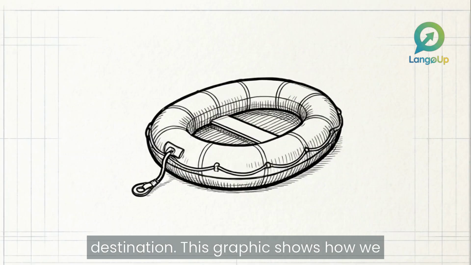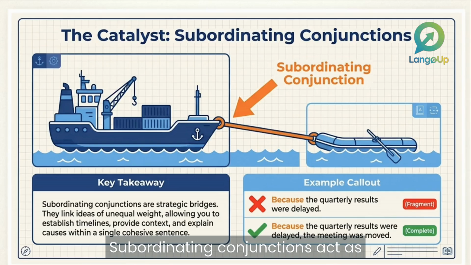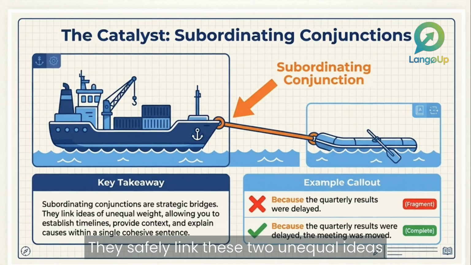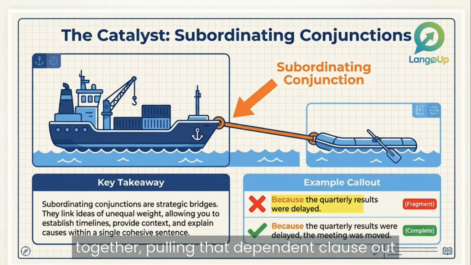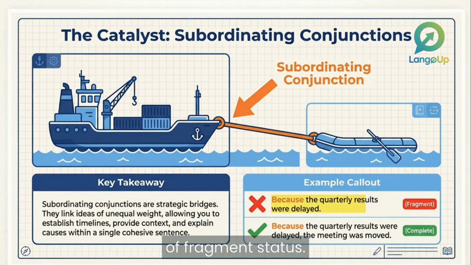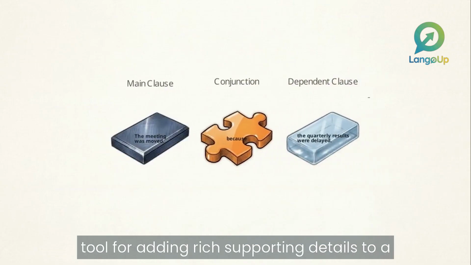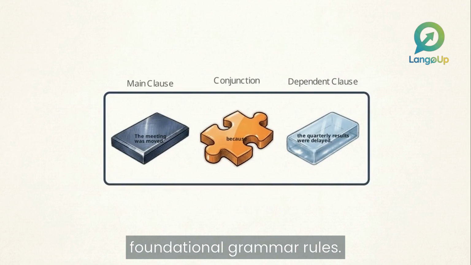This graphic shows how we solve that problem. Subordinating conjunctions act as strategic bridges, like a tow line connecting the raft to the ship. They safely link these two unequal ideas together, pulling that dependent clause out of fragment status. These conjunctions are your mandatory tool for adding rich supporting details to a sentence without breaking foundational grammar rules.